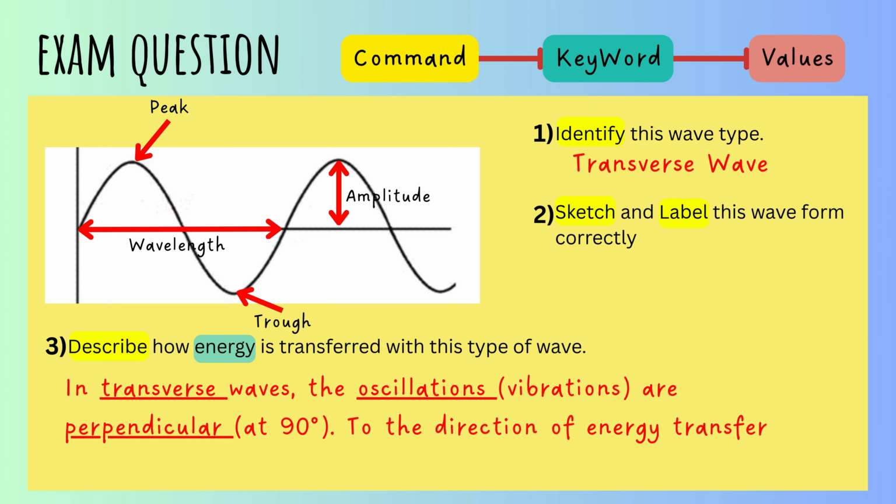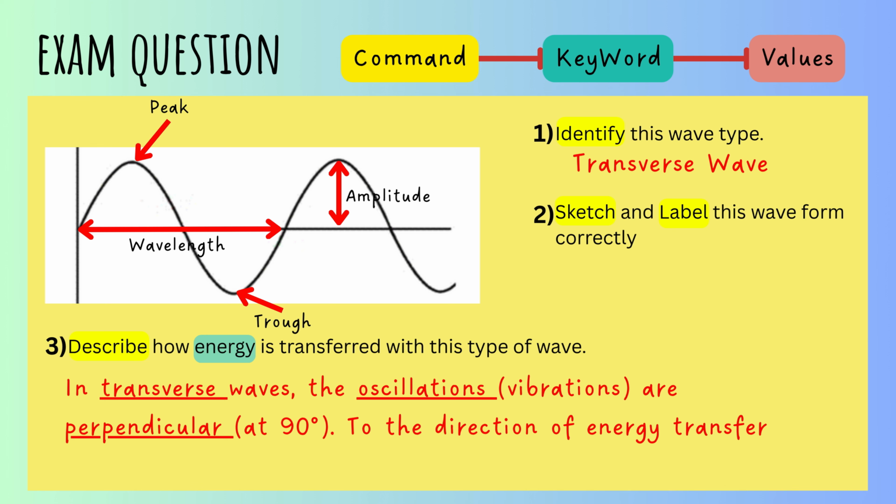Question 2. Sketch and label this waveform correctly. To do so, you would need the peaks at the top, the troughs at the bottom, the amplitude showing the height of the wave away from the baseline, and a correctly labelled wavelength between two equal points.